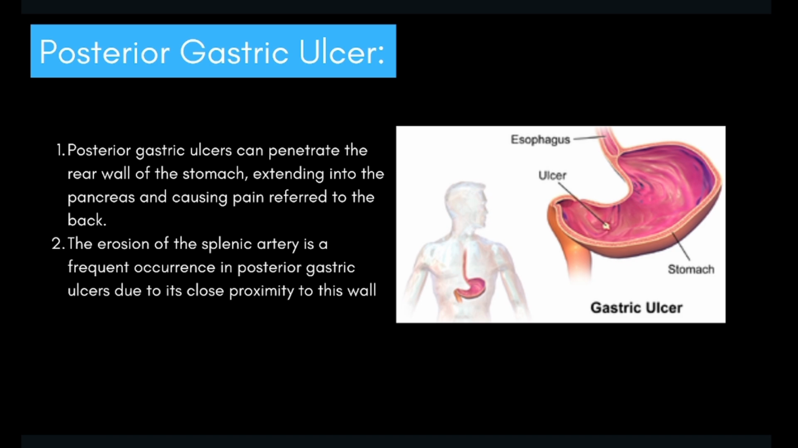Today I'd like to open up talking about the posterior gastric ulcer. Posterior gastric ulcers can penetrate the rear wall of the stomach and extend into the pancreas, causing pain referred to the back. The erosion of the splenic artery is a frequent occurrence in posterior gastric ulcers due to its close proximity to this wall. I have a visual representation of a gastric ulcer in the picture to the right so you can visualize where it occurs in the human body. Let's go ahead and move on to the next concept.